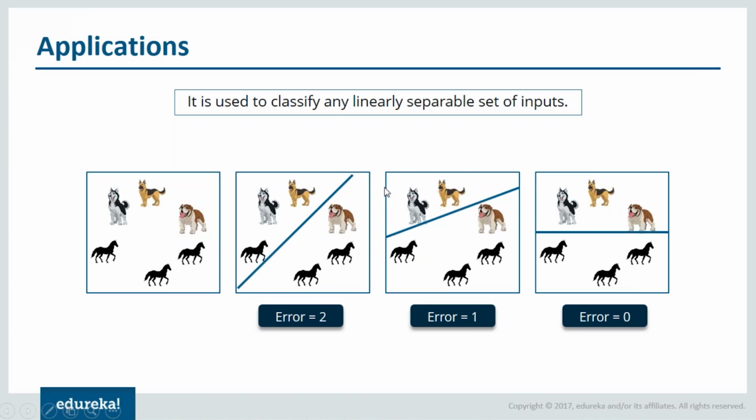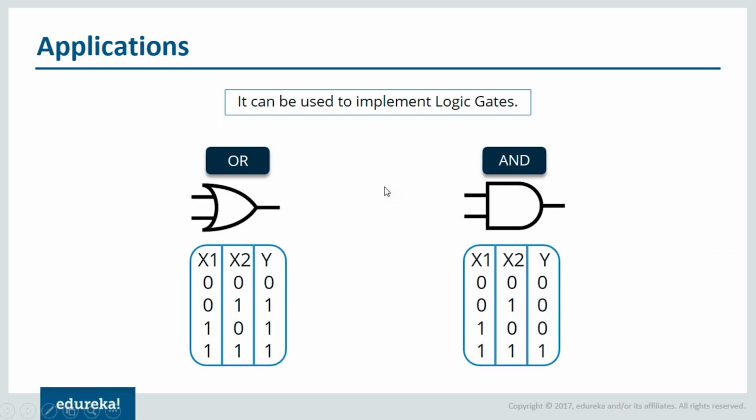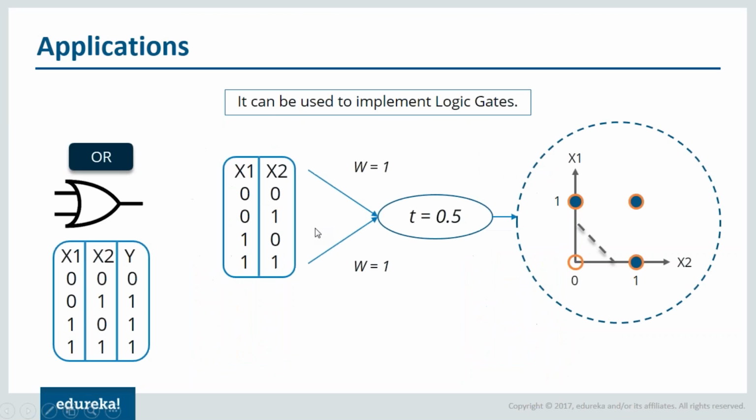Now we can even use it to implement logic gates, that is OR and AND. Let me tell you how you can do that. First we'll look at the OR gate. According to the truth table, we have two inputs, x1 and x2. If both are 0, we get a 0. If any one of the inputs is high, or 1, we get the output as 1. So we need to make sure that our weights are set in such a way that we get the same output.